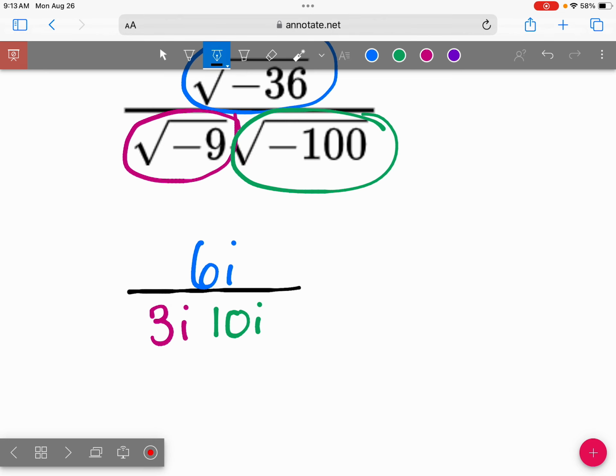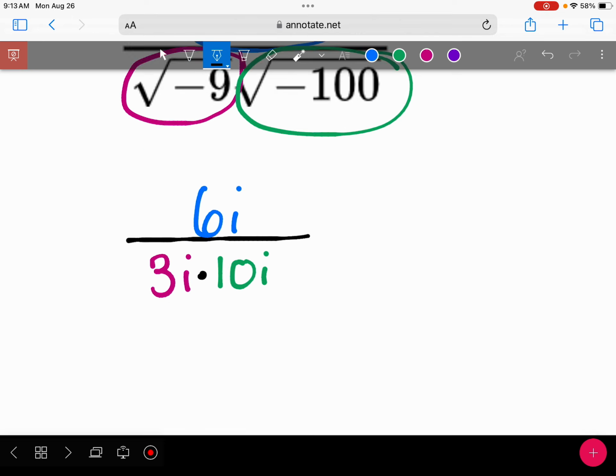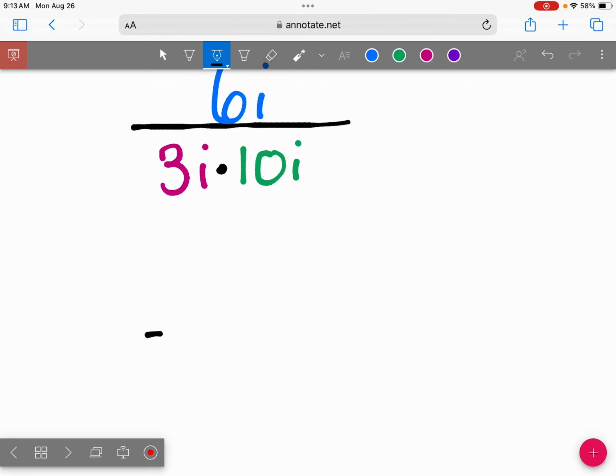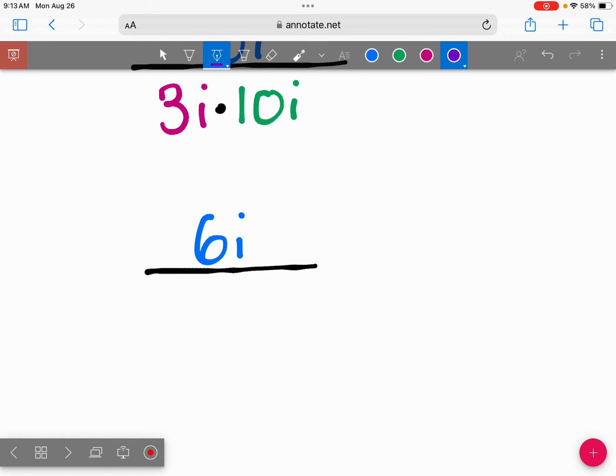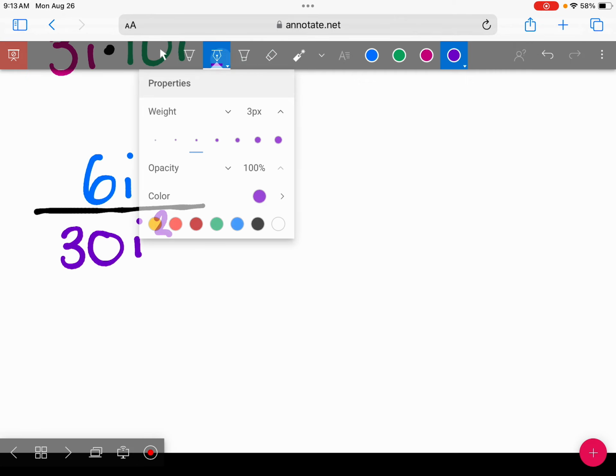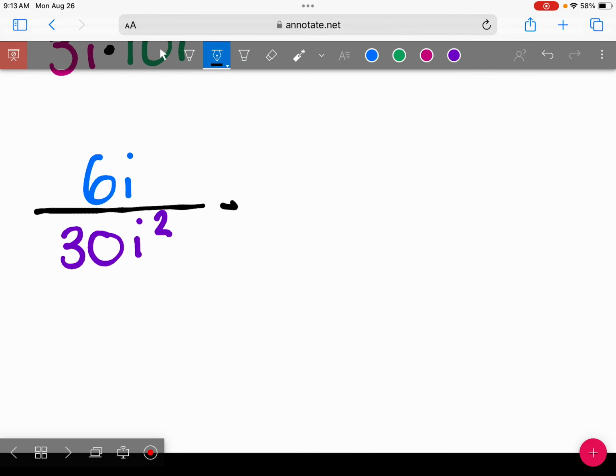These are all being multiplied together. So let's simplify this. My numerator's not really going to change. It's going to be 6i for right now. What's my denominator going to be? 30i squared. What does i squared equal again? -1. So this is 6i over 30 times -1.